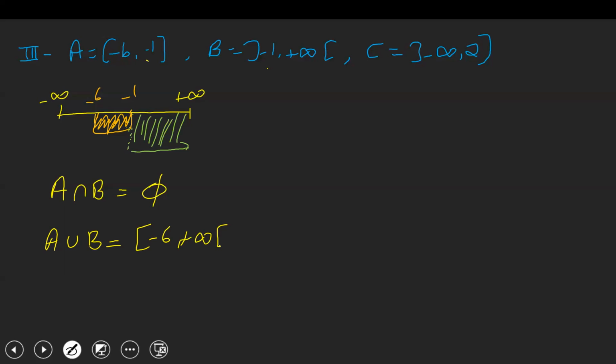Now, what about A intersection C and A union C? Again, A is the set of numbers between minus 6 and minus 1.